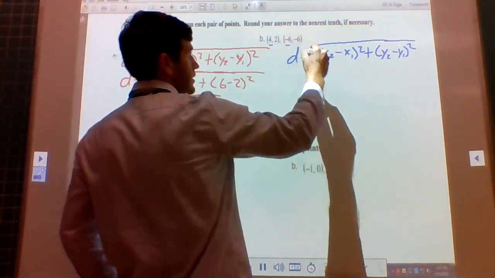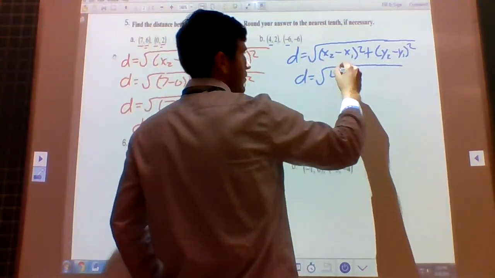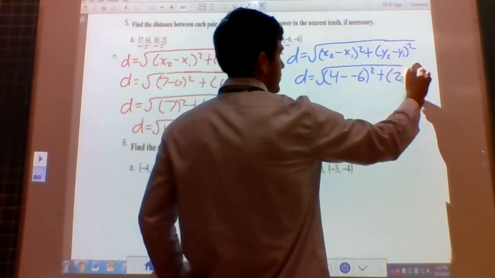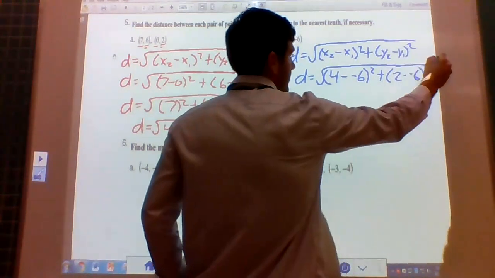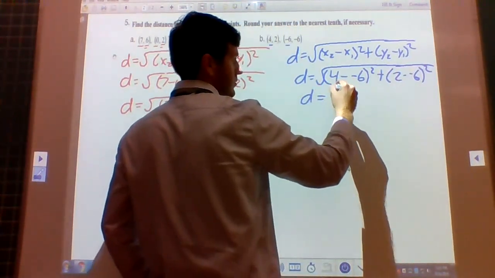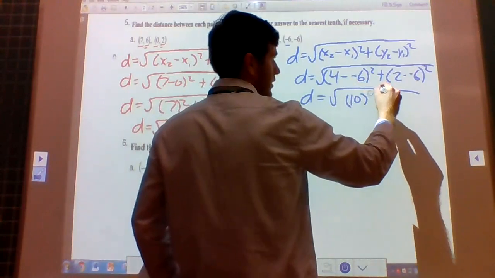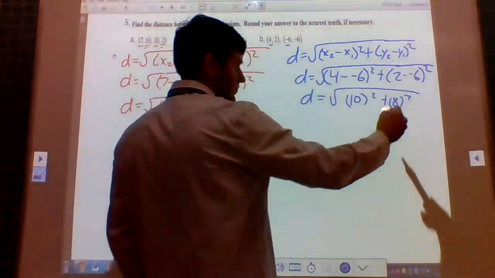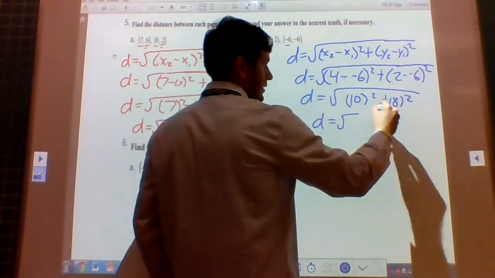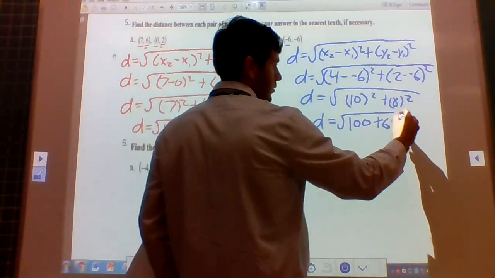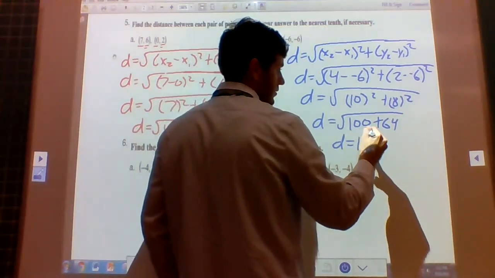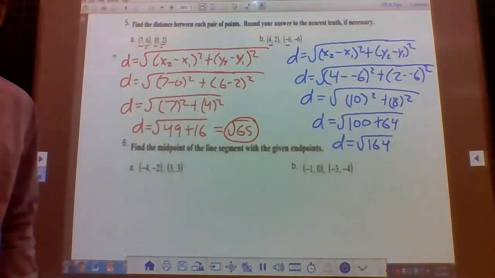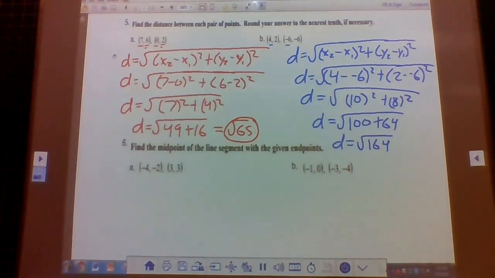The two x values are 4 and negative 6. So 4 minus negative 6 squared plus 2 minus negative 6 squared. So that's going to give us 10 squared plus 8 squared. So that's 100 plus 64, that's 164. Square root of 164. That's probably divisible by 4. It's definitely divisible by 4. So we can reduce. We can leave it like that.